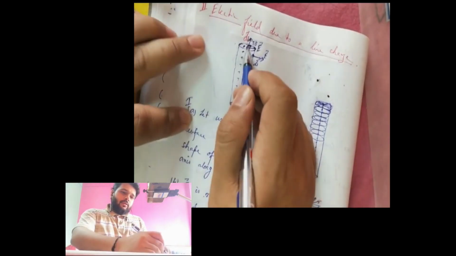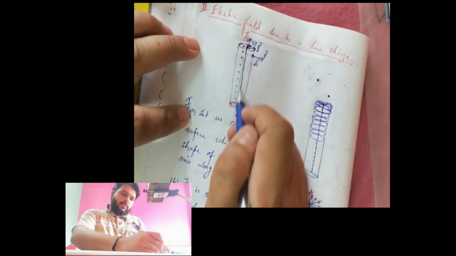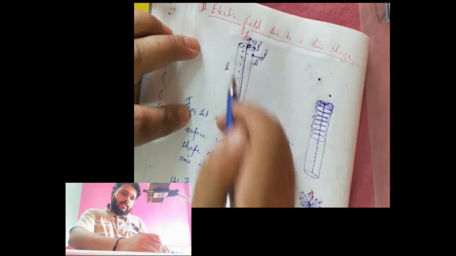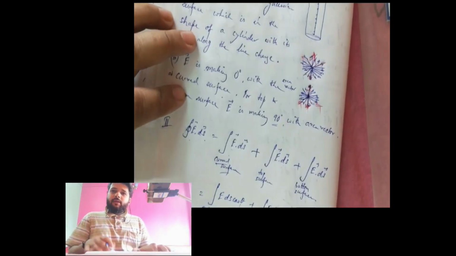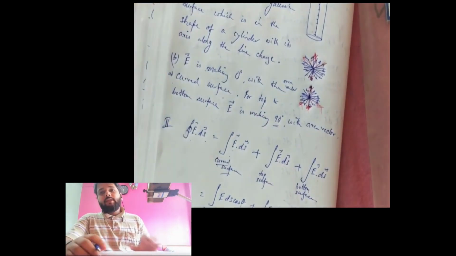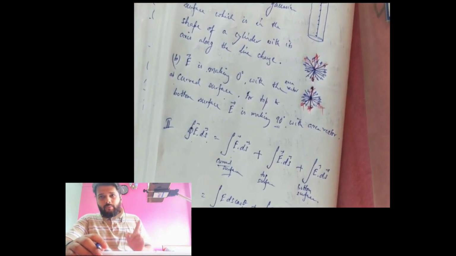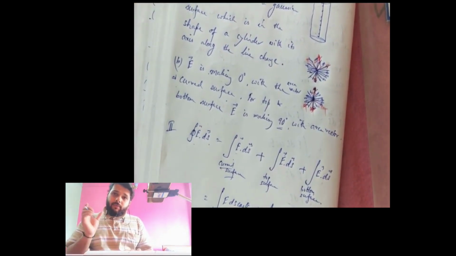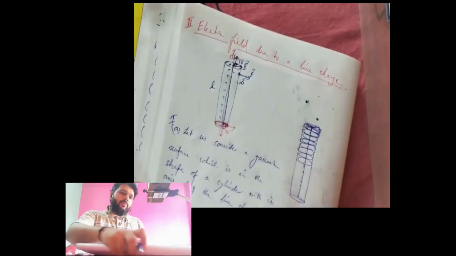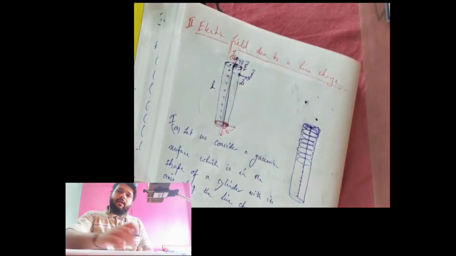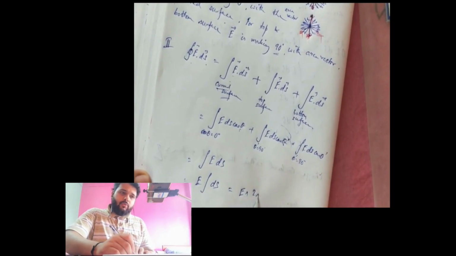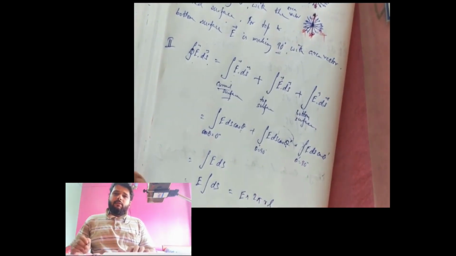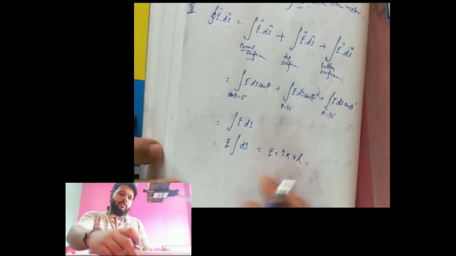So see, this is the line charge. Suppose I take the length of this line as L. We know the formula for the curved surface area of a cylinder is 2 pi RH. So here in place of H, we write L, and it will be 2 pi RL. Okay, so we got this.